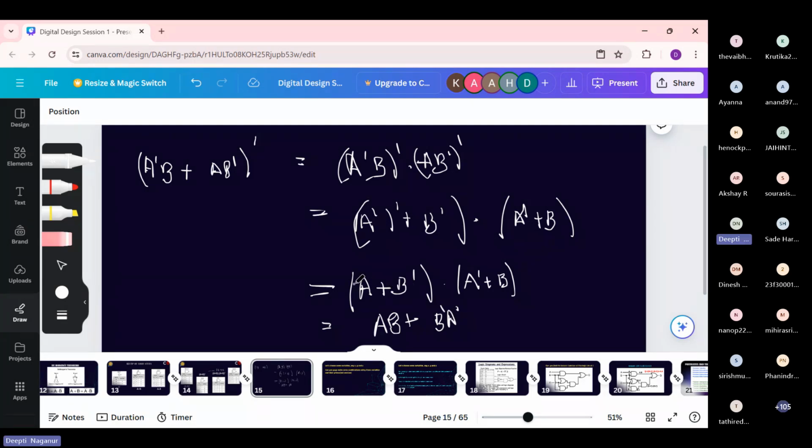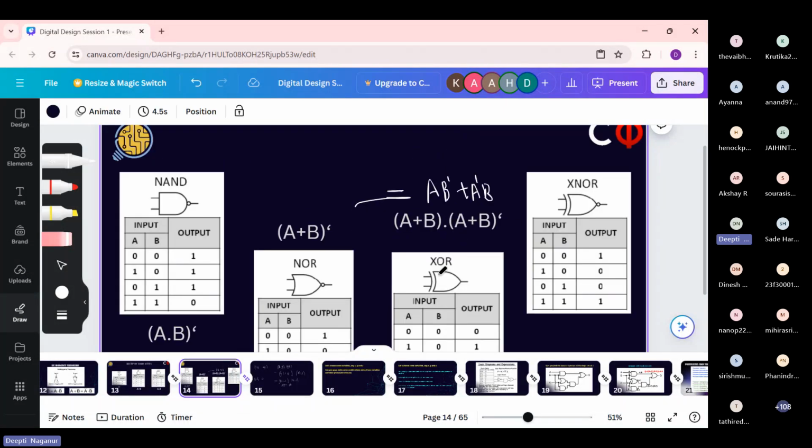Why is this? Because A prime times A is going to be 0. Remember that A and A prime multiplied is always 0. Why? Because if A takes 1, A prime will be 0, and if A takes 0, then A prime will be 1. So anyhow, when I multiply them, I'll get 0. So this is for XNOR, and XOR will be AB prime plus A prime B. I'll send you the algebraic proof of that.